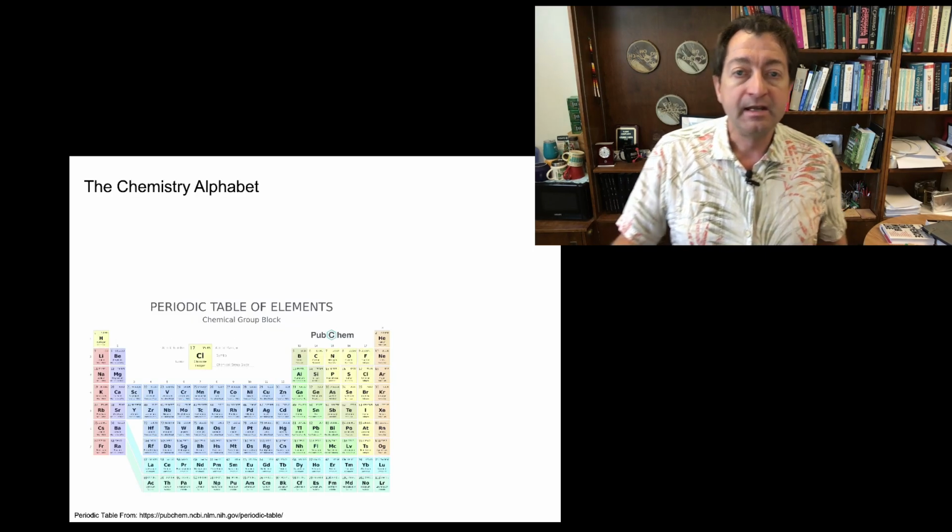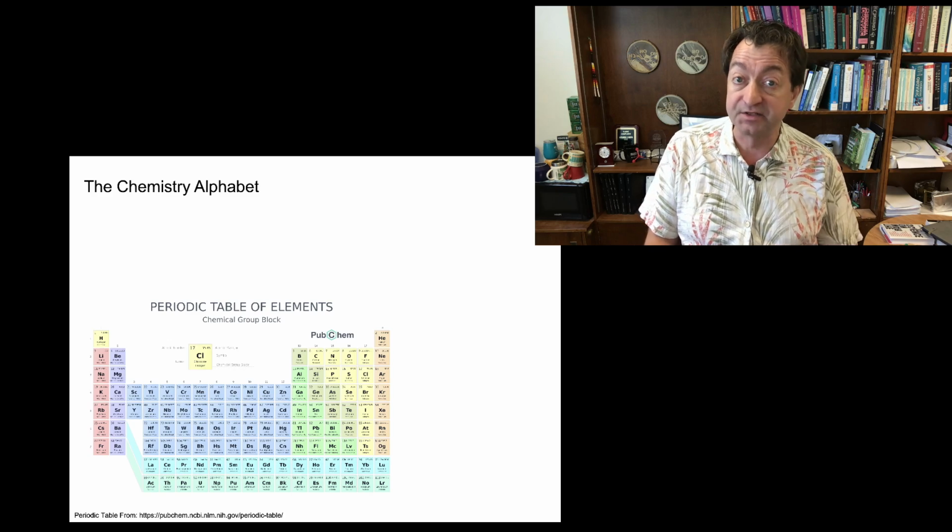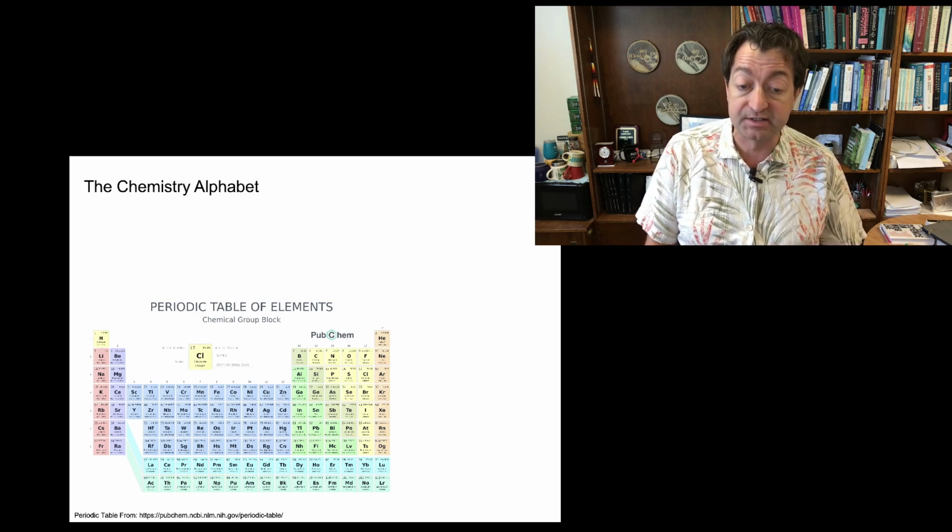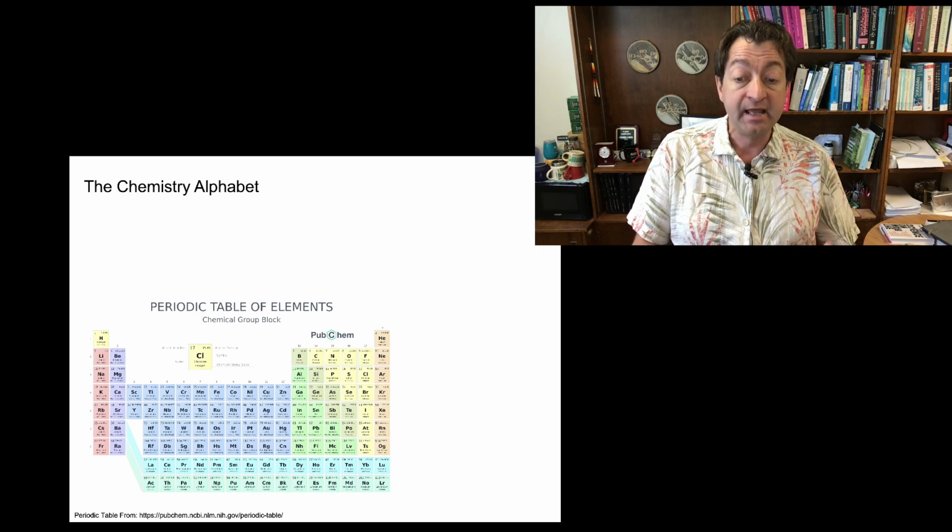Now in chemistry, we've got a different alphabet. It's got considerably more letters than the English language does. Now it's up to about 120 elements in the periodic table.